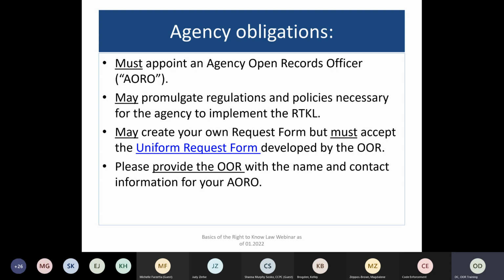Okay, so we're assuming that you're here because your agency is subject to the right to know law, or you're a member of the public curious about finding out what this law actually entails. So from an agency perspective, there are some things that you must do. Most importantly is appoint an agency open records officer, or this person may also be referred to as the right to know officer. It's the same thing. The two phrases, two titles are interchangeable.